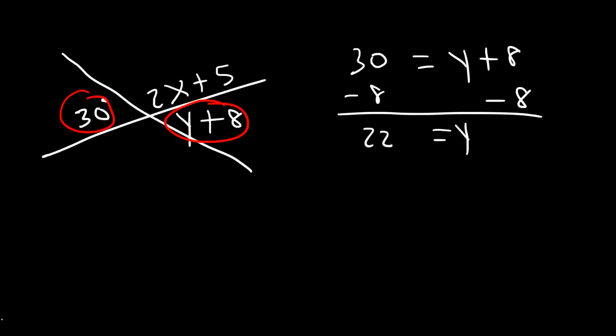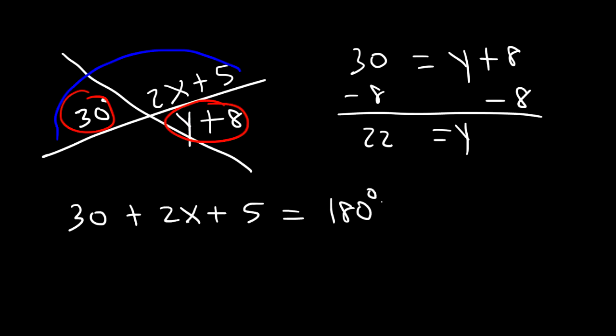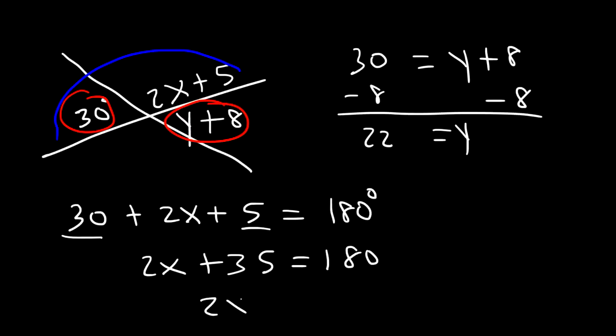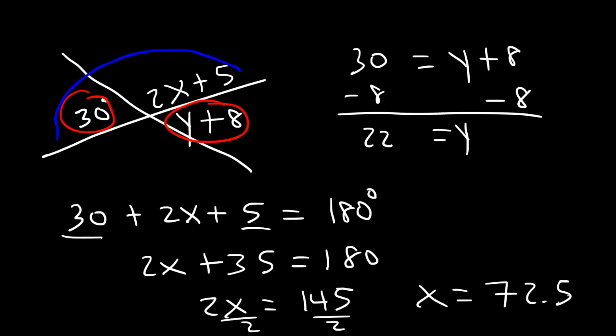Now what is the value of x? These two form a linear pair, so they're supplementary. So 30 plus 2x plus 5 has to add up to 180. Now we could find the value of x. 30 plus 5, that's 35. If we subtract both sides by 35, 2x is 180 minus 35, which is 145. And then we need to divide by 2. Half of 140 is 70, half of 5 is 2.5. So half of 145 is going to be 72.5. So that's the value of x.